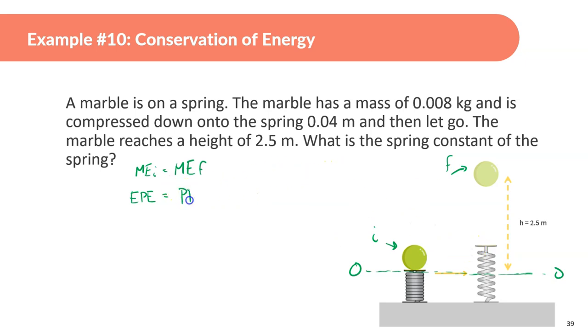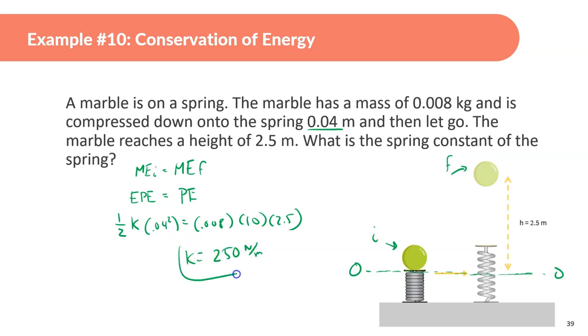There's only potential energy. Okay, so let's write this down. 1/2 K, that's what we're looking for, X, it is pressed down 0.04 squared, and it's going to be M, which is 0.008, G, which is 10, and it reaches a height of 2.5. Alright, so let's do some math and figure this out. I'm going to do 2.5 times 10 times 0.008, and then divide by 0.04 squared. And we get 250 Newton per meter.